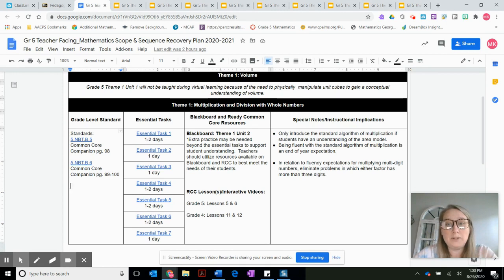Also, thinking about the fluency expectation unique to this year, we are eliminating problems where either factor has more than 3 digits. So both of our factors are going to be 3 digits or less. Just something to keep in mind. Everything that we've put in our essential tasks, that is true. If you utilize Blackboard or you utilize extra resources in Ready Common Core, just keep that in mind for this 2020-2021 school year.